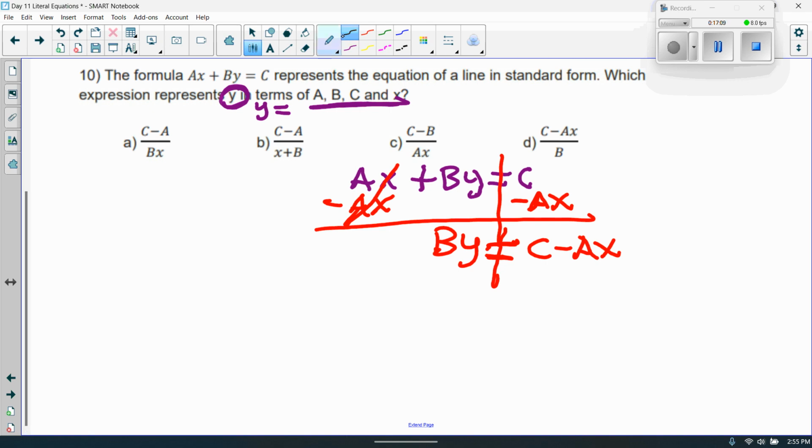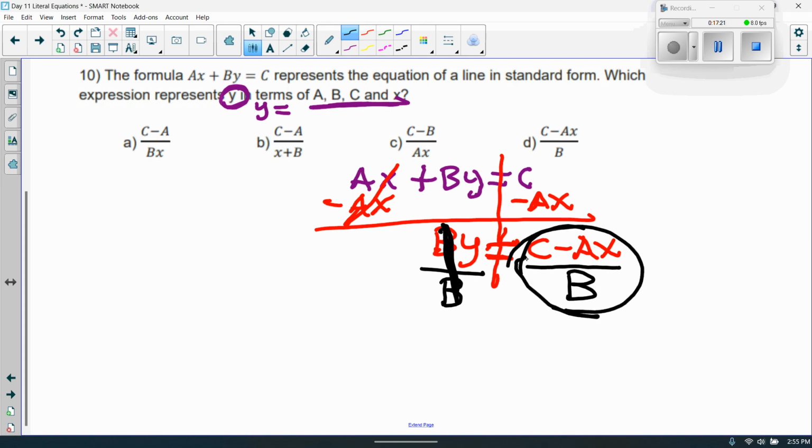Okay, so now we got to get rid of the b. So if we're multiplying by b, divide by b. And the b's disappear on this side, and you're left with c minus ax over b. And I can guarantee this will be on your Regents test because they are all obsessed with this topic. I'm not saying you'll see more than one question. I think the most I've ever seen was 2 on a Regents test, but I can guarantee there will definitely be one of these on there.